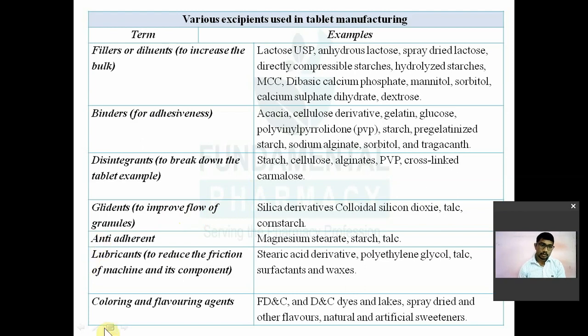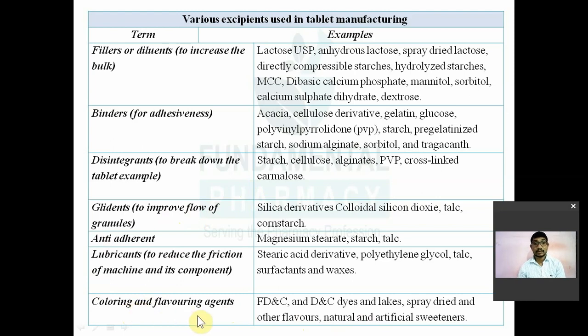Okay. Now the next one is coloring and flavoring agents. So FD&C dyes are there, different kinds of dyes. They are approved by the FDA. They are used in the tableting process, like tartrazine yellow, Ponceau lake, etc. There are a lot of examples of these dyes. Okay, I'm not going to take all the dyes in detail. These kinds of dyes are used to improve the color.